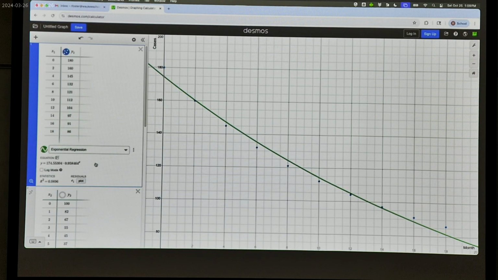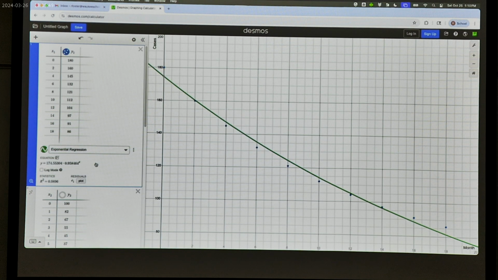What is the coefficient of determination? How reliable is the model? The coefficient of determination, again, I'm not sure if you can see it as clearly on the video, but when you type it into Desmos and you follow along, the coefficient of determination is 0.9896, which is pretty solid by the standards that we have here. So we're in pretty good shape here.